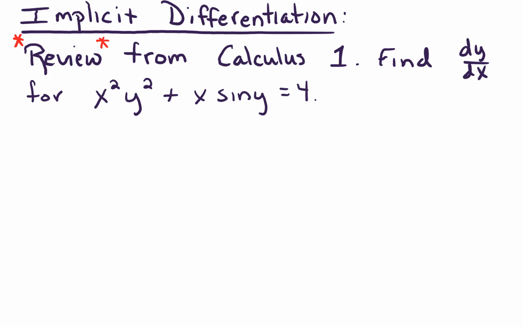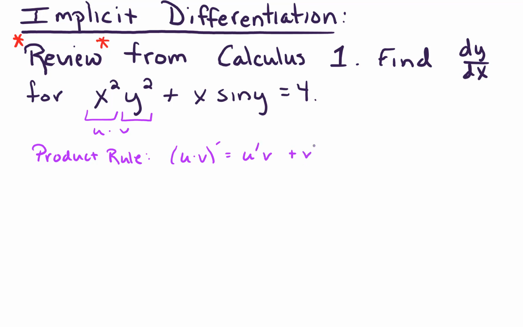Let's find the rate of change of y with respect to x for x squared times y squared plus x times sine y equals 4. First thing I want to notice is that we've got a product in our first term. We've got a product of x squared times y squared. That's like u times v. And if you recall from Calculus 1, the product rule tells us that the derivative of u times v is the derivative of the first times the regular second plus the derivative of the second times the regular first.